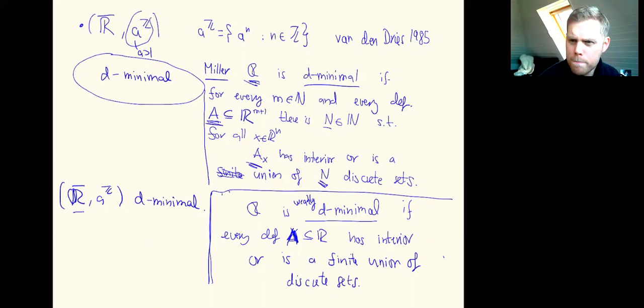Okay. Can I ask a question? Yes, please. It's Vincent. So is the first definition preserved in elementary equivalence? Yes, that's what this says. So essentially what the first definition is equivalent to saying is that R is d-minimal if and only if everything that is elementarily equivalent to R is also d-minimal. And that's where the bound comes in. But the second one, even if R is the reals, we wouldn't know whether an elementarily equivalent structure is d-minimal too. Thanks.